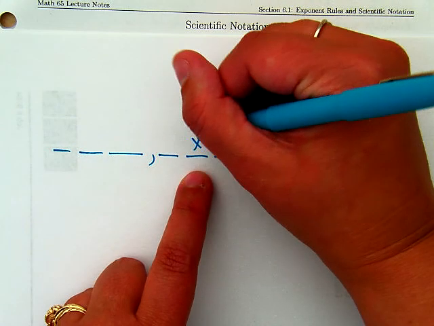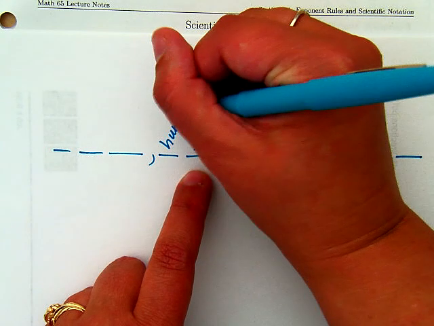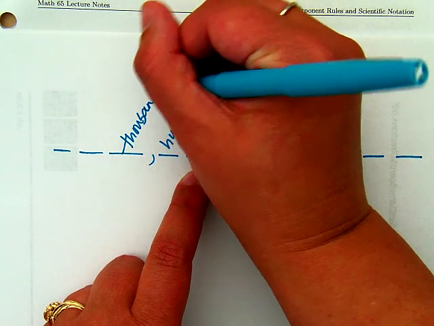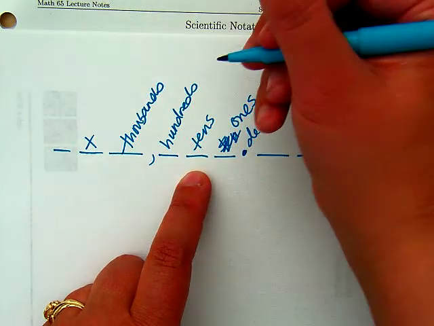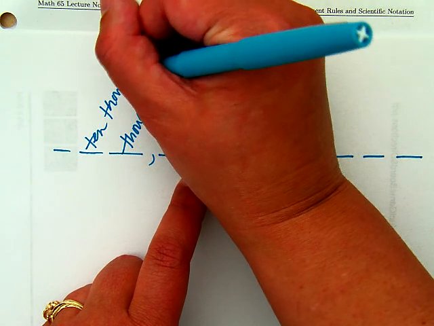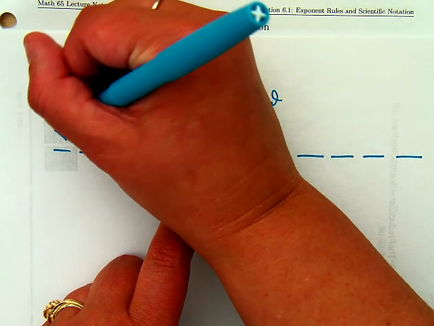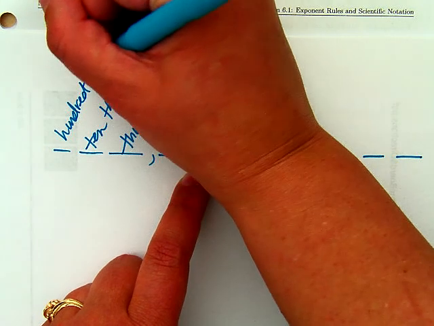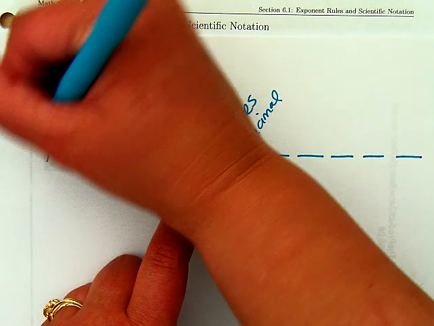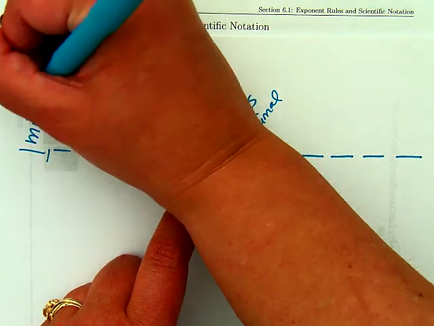Ones, tens, hundreds, thousands, 10,000s, right? 100,000s, and then millions. Okay?